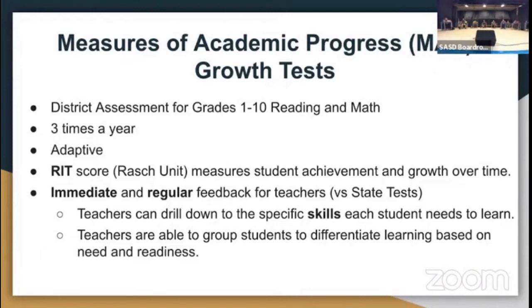It's an adaptive test that assigns a RIT score, which is a Rasch unit, that measures student achievement and growth over time. And it really gives our teachers immediate and regular feedback versus that state test that's only once a year, and we don't get that data until like August. So teachers can take this data and drill down to specific skills or strands in math and reading, so they can know what each student needs to continue to learn. And they're able to group their students to differentiate their learning based on their needs and readiness.